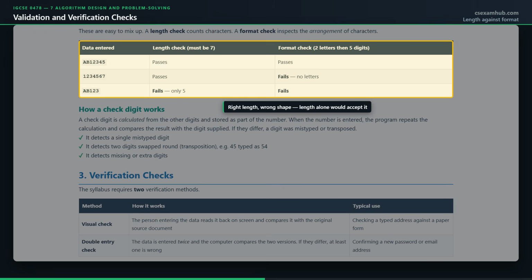And 1, 2, 3, 4, 5, only 5 characters, so length fails. Format fails as well, since it does not match the pattern. That middle case is the important one. It shows that a length check alone would have accepted data in entirely the wrong shape. The 2 checks answer different questions, and a system needing both must perform both.